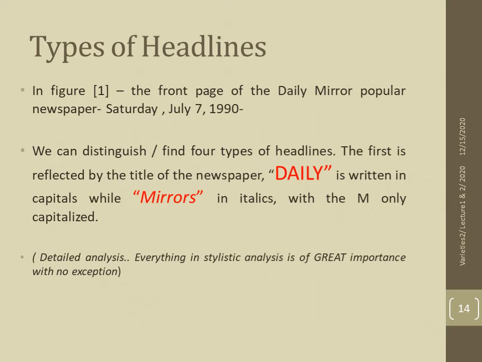So we can distinguish four types of headlines. The first is reflected by the title of the newspaper, that is Daily, which is written in capital letters, while Mirror is written in italics with the M only capitalized.